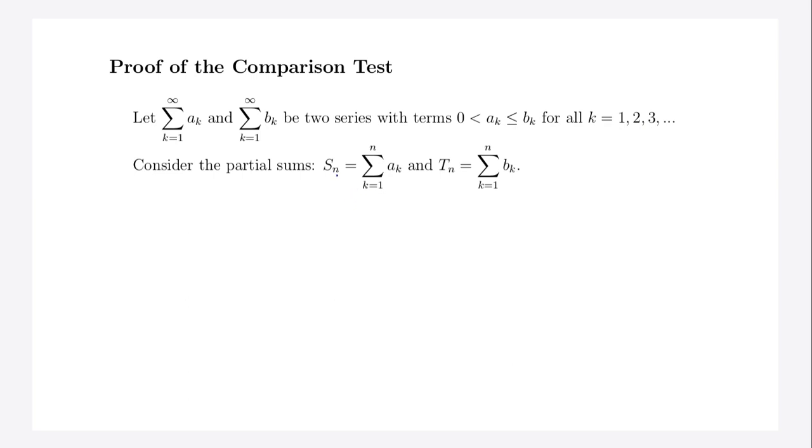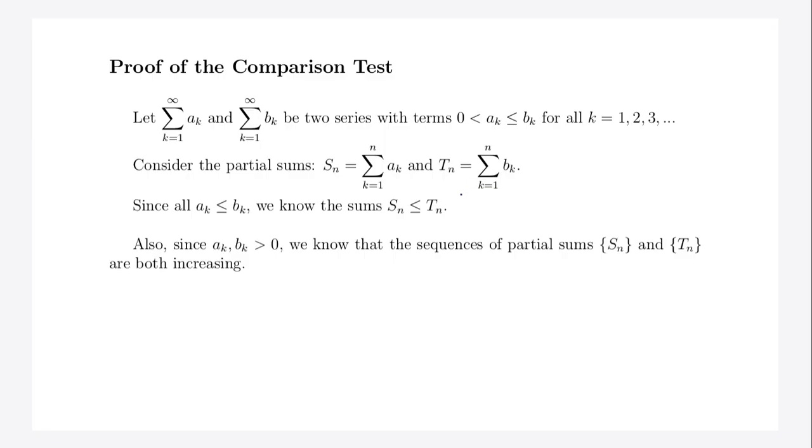Okay, so we're going to call S sub n the partial sum for the A series, and we're going to call T sub n the partial sum for the B series. Since we know that we have this ordering of terms here, we know that all of these values are smaller than all of these values. And if you add up a bunch of smaller numbers, compare that to adding up a bunch of bigger numbers, the sum of the smaller numbers is going to be smaller. Hopefully that makes sense. So we know we have this ordering of partial sums because we have all these smaller terms compared to all these bigger terms.